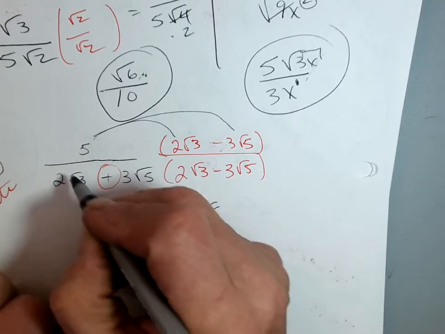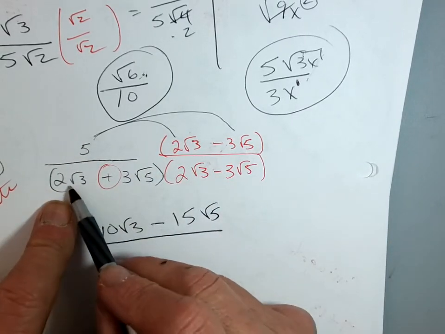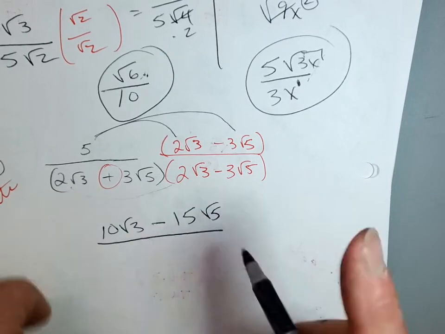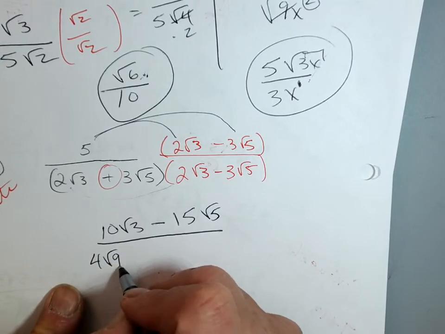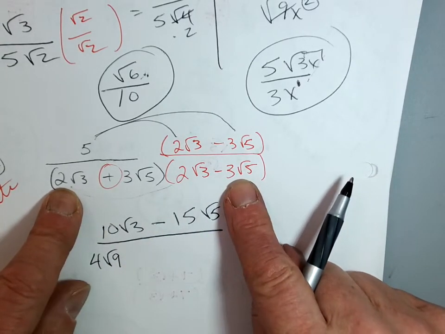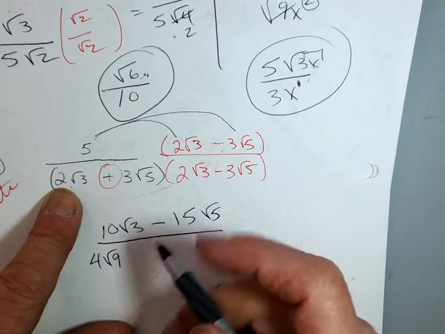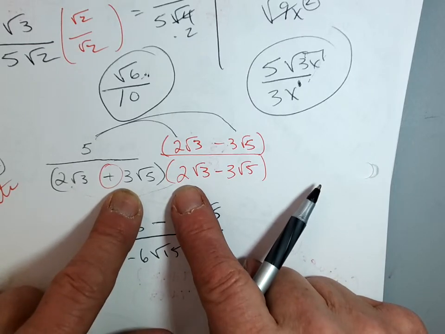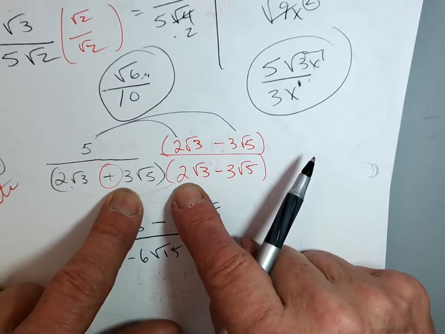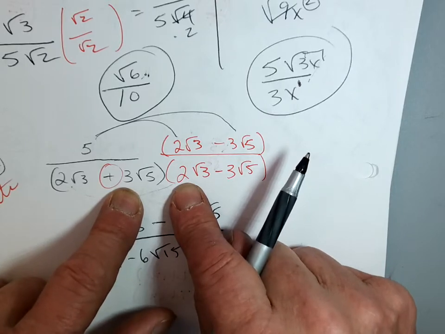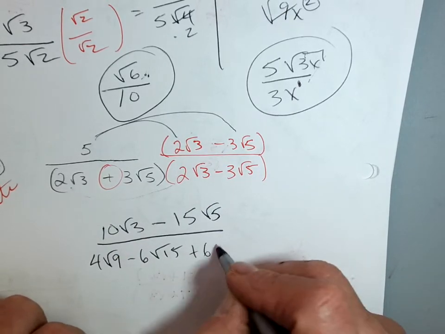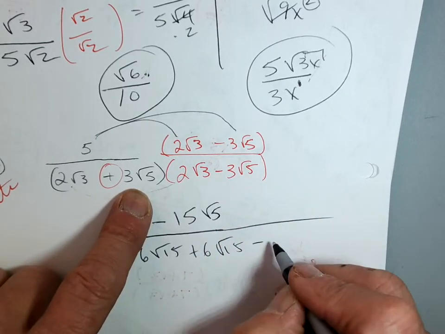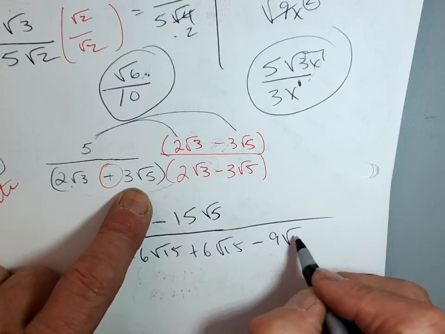Okay, now on the bottom, we're going to have to FOIL. 4 square roots of 9. Minus 6 square roots of 15. Plus 6 square roots of 15. That will always happen. That's why we do the conjugate. The whole reason we're doing it is this will always happen. By doing the conjugate, you make the opposite, right? And then minus 9 square roots of 25.